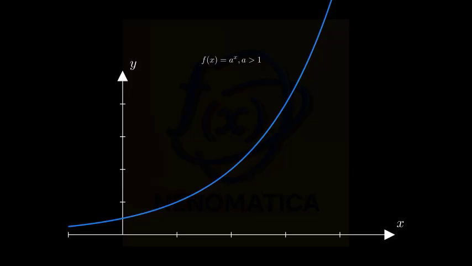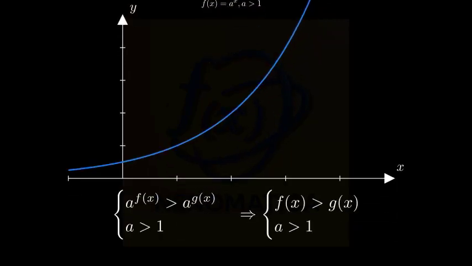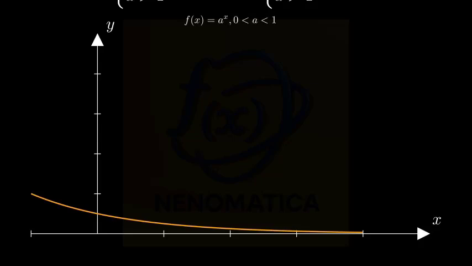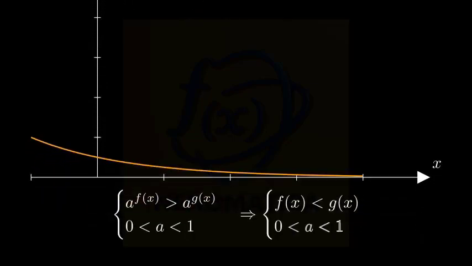So when a is greater than 1, for the inequality a to the power of f of x is greater than a to the power of g of x to be true, we need f of x to be greater than g of x. Now, let's look at our second case, where a is between 0 and 1. In this case, the exponential function a to the power of x is a decreasing function. This means that if the exponent increases, the value of the function decreases. So when a is between 0 and 1, for the inequality a to the power of f of x is greater than a to the power of g of x to be true, we need f of x to be less than g of x, which is the opposite of our first case.